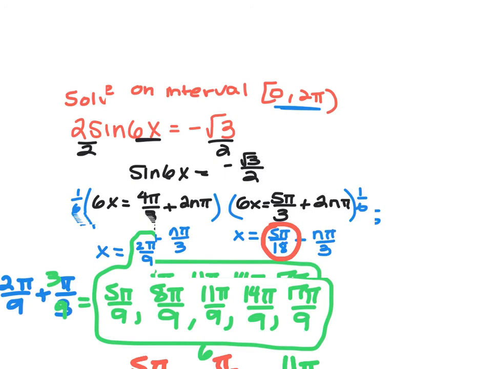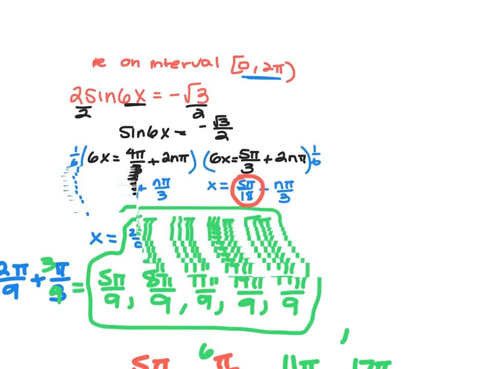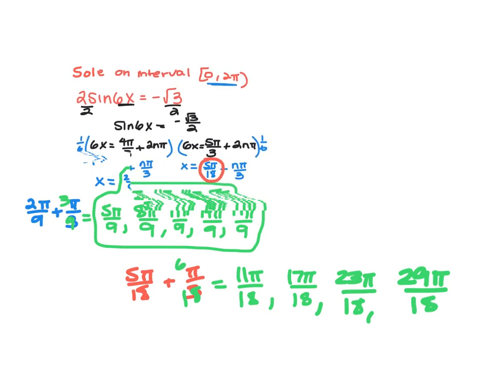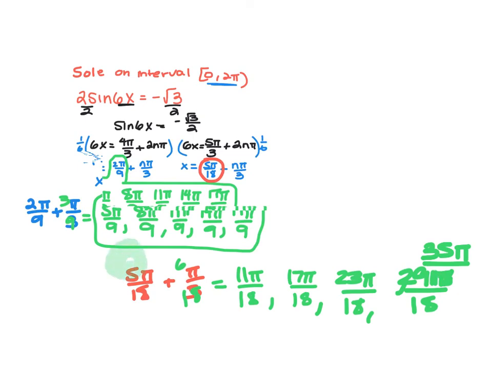Add 6 pi over 18 again, 17 pi over 18. That works. Add 6 pi again, 23 pi over 18. Still less than 2 pi. 6 again, 29 pi over 18. Still less. And then add 6 again, 35 pi over 18. If I add it again, I get 41 pi over 18. That's too big. So for those, I would start at 5 pi over 18, and then all of these. Questions on the process?